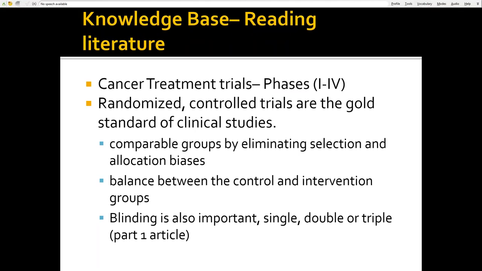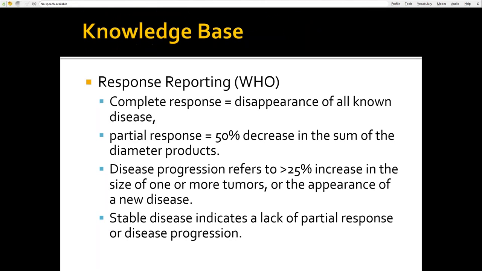So some of the things that we have to look for in the literature are the phases that we go through, some of the cancer treatment trials and the phases. So in general, we're looking at the studies. A randomized control trial is the best type of study that you could use. You basically use comparable groups by eliminating selection and biases in those type of studies, and you have a balance between the control and the intervention group. When you look at the individual sides of people that got nothing and people that got treated, you can do a comparison between the two. And blinding is also important, so that the operators themselves don't know exactly what they're doing to treat the particular patient. So that would be the best way to treat patients.